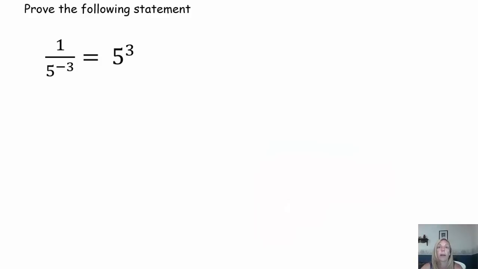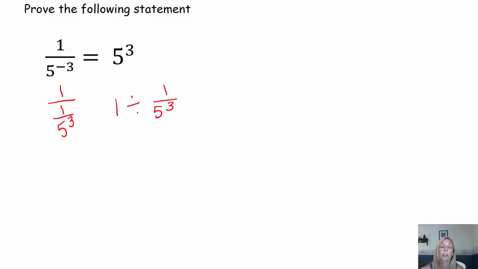Now let's try this one to prove it. If I have 1 over 5 to the negative third, in order to make that a positive exponent, we talked that we have to put it under 1. So if I go ahead and do that and make it a positive exponent, I have 1 divided by 1 over 5 to the third. So let me write that out horizontally.